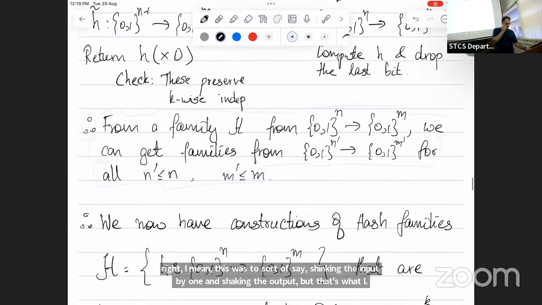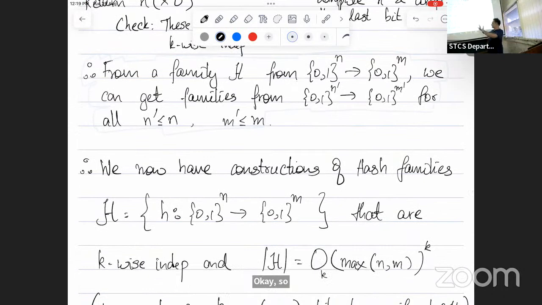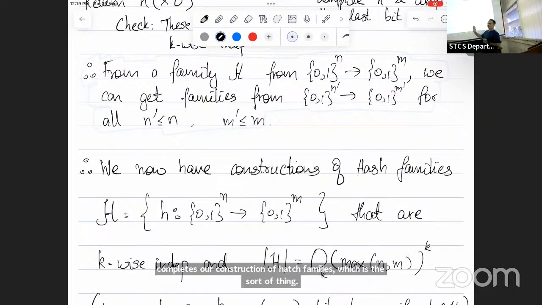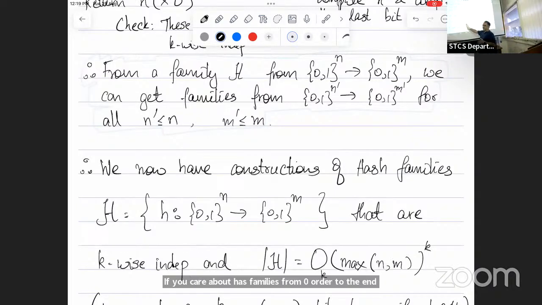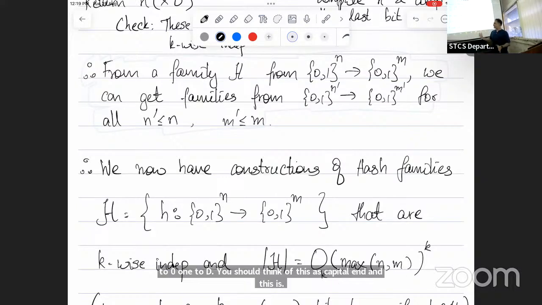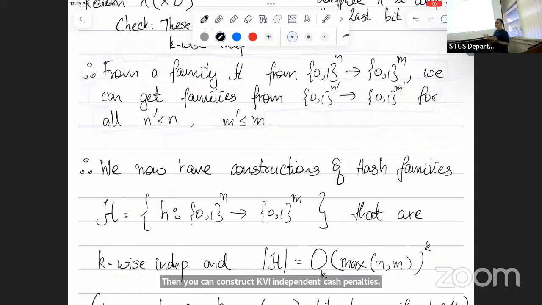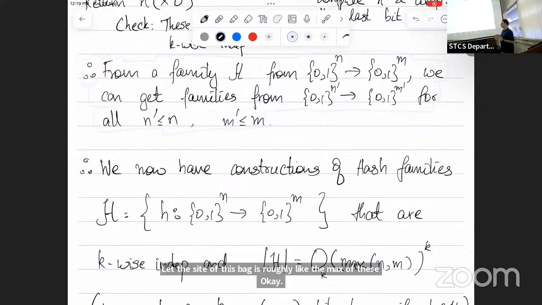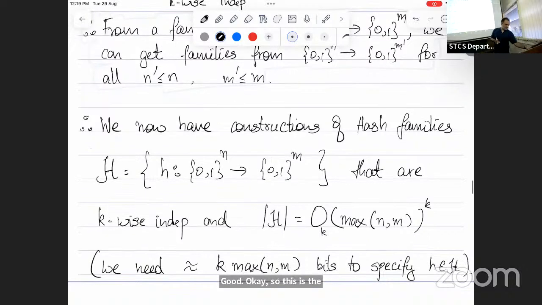Okay. So therefore, this basically completes our construction of hash families, which is to say, if you care about hash families from {0,1}^n to {0,1}^m, you should think of this as capital N and this as capital M. Then you can construct k-wise independent hash families where the size of this bag is roughly the max of these two quantities power k. Good. Okay. So this is the construction that we have right now.